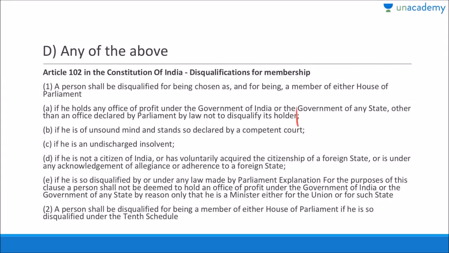So if he holds an office of profit, unsound mind, undischarged insolvent, not a citizen of India or relinquishes the citizenship of India, or if he is so disqualified under the law, a person shall be disqualified if he is so disqualified under the Tenth Schedule as well.